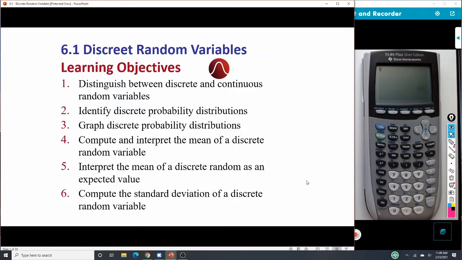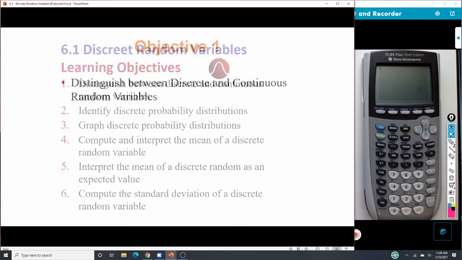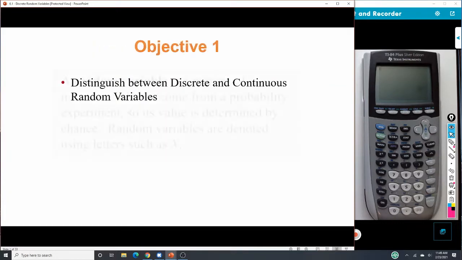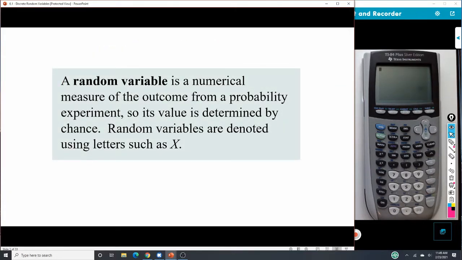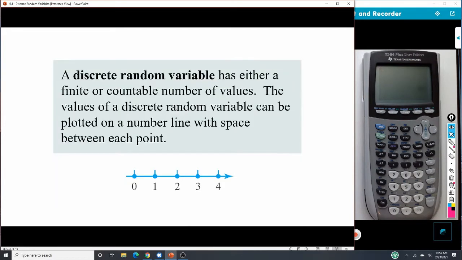6.1 Discrete Random Variables. All right, so a random variable is a numerical measure of the outcome from a probability experiment. Its value is determined by chance. Random variables are denoted using letters such as x. And so it's all about our outcomes on those pieces.